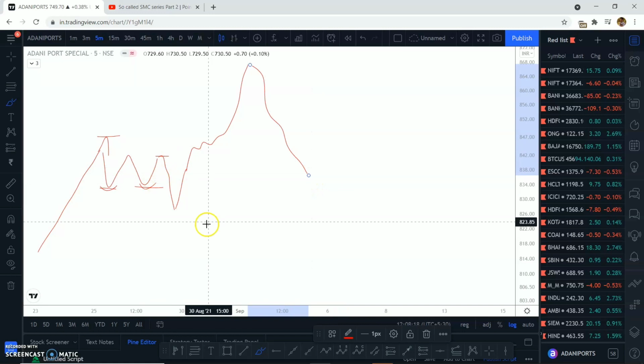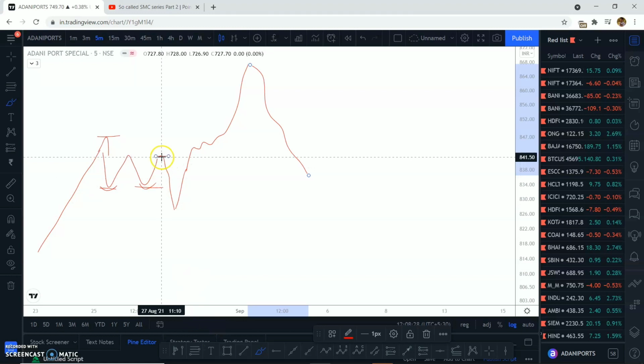Now why at this area? I'll show you something. Now I'll show you a different perspective of order block. What is this complete down move? It's not necessary that it's a single candle. It could be small candles like these, small candles like these. So all these are down candles, but you need to identify the start of this down move.